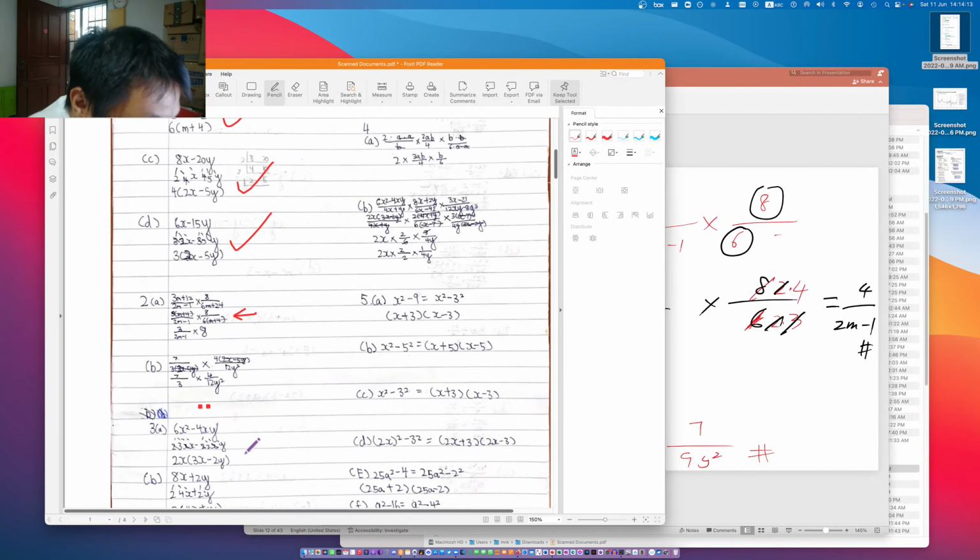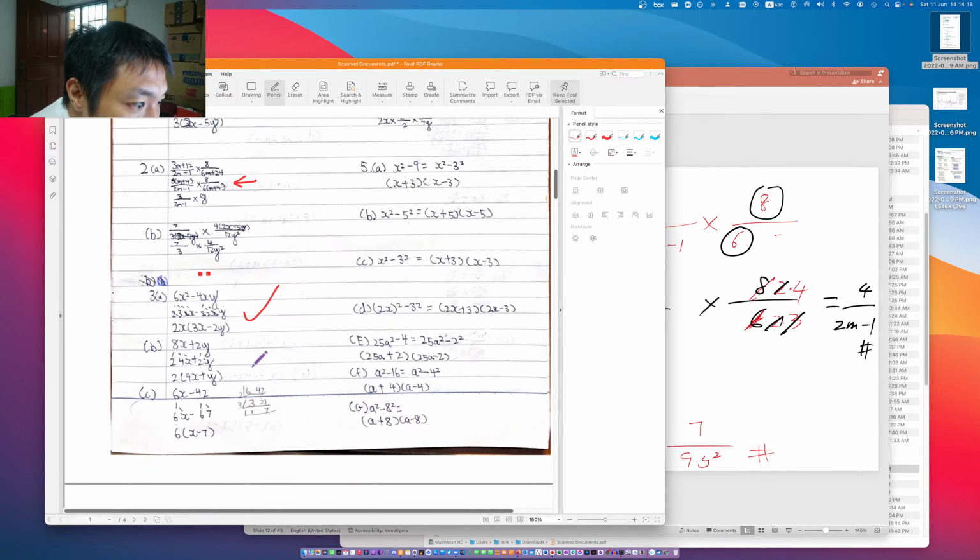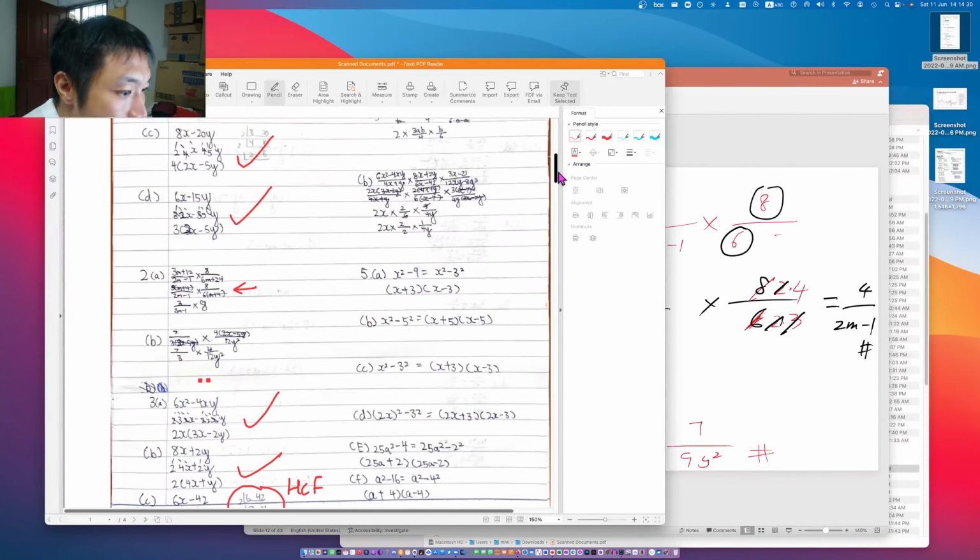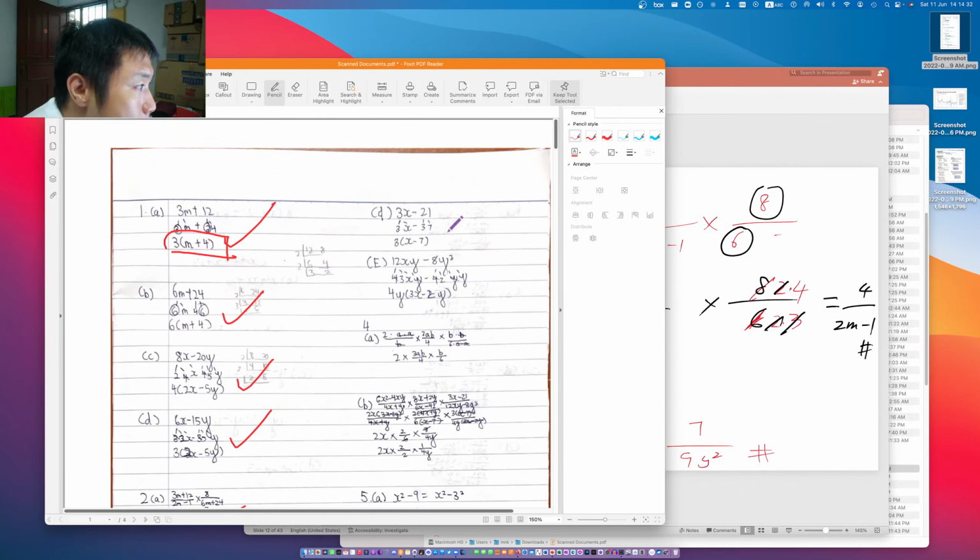Okay, so this one you take out. This one. Okay, good. So what is this method? Yes, HCF. Okay. So once you get all this, then you can solve. Okay, let's start off with the 4a first.